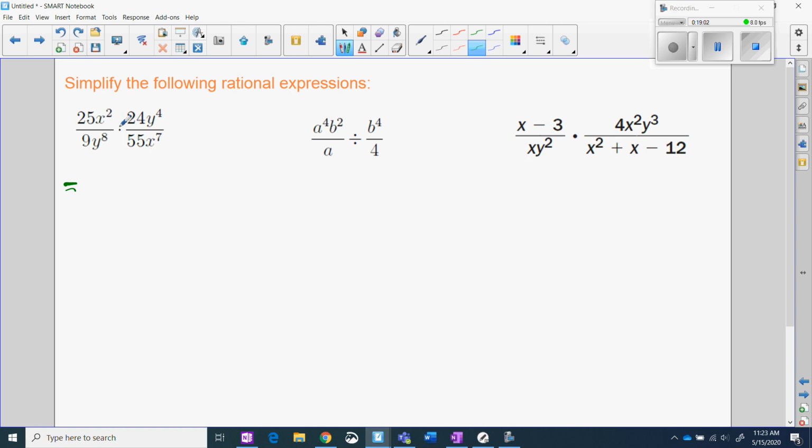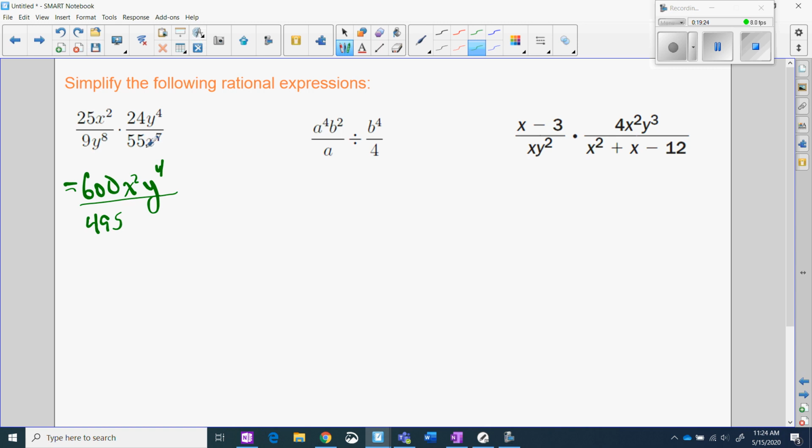25 multiplied by 24 is 600. X squared times y to the fourth. Well, they're different variables, so nothing collects together or adds exponents or anything. You leave it like it is. 9 times 55 is 495.